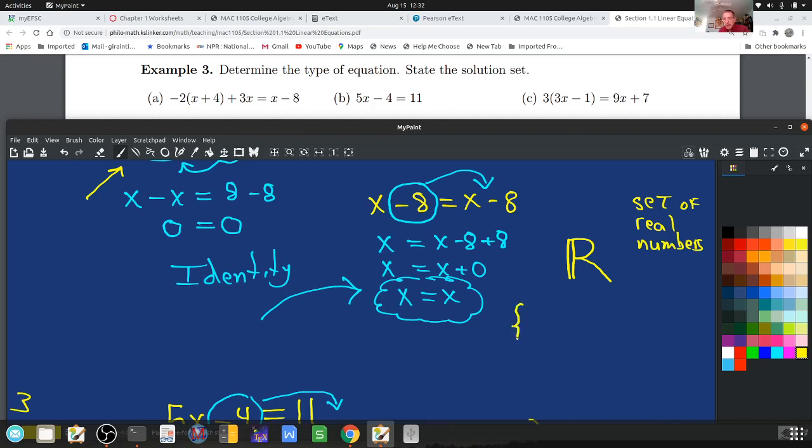Another way, probably the way my math lab wants you to do it, is x such that x is a real number. I'm pretty sure my math lab will not accept this symbol, but that's a symbol that you should be aware of, and they'll want it to be given to you that way.